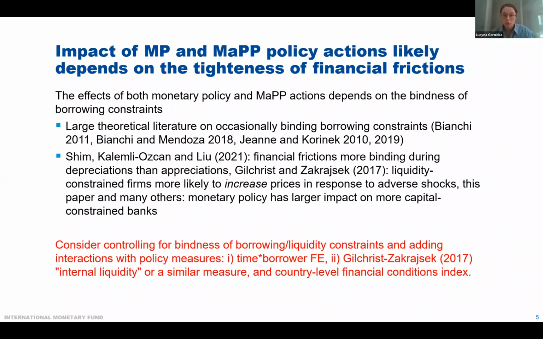One way would be to simply control for the bindingness of borrowing or liquidity constraints by adding time times borrower fixed effects. But an interesting thing would be to actually add interactions of some measures of liquidity constraints, borrowing constraints, with policy measures. An example of such a measure could be the Gilchrist and Zakrajsek internal liquidity measure, or something else used in the literature.